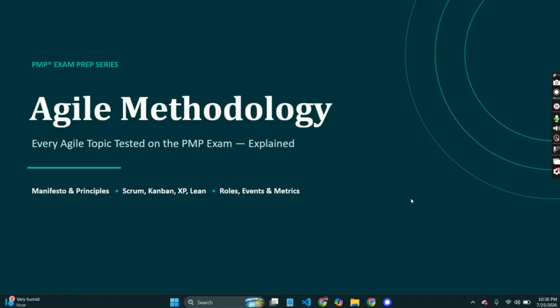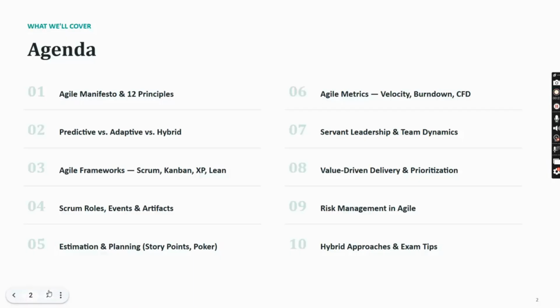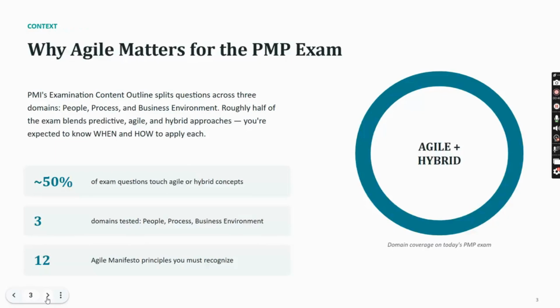The agenda will go as: Agile Manifesto and 12 Principles, Predictive versus Adaptive versus Hybrid Methodologies, Agile Frameworks, Scrum Roles, Events and Artifacts, Estimation and Planning, Agile Metrics, Servant Leadership and Team Dynamics, Value Driven Delivery and Prioritization, Risk Management in Agile and Hybrid Approaches, and Exam Tips. Let's get started.